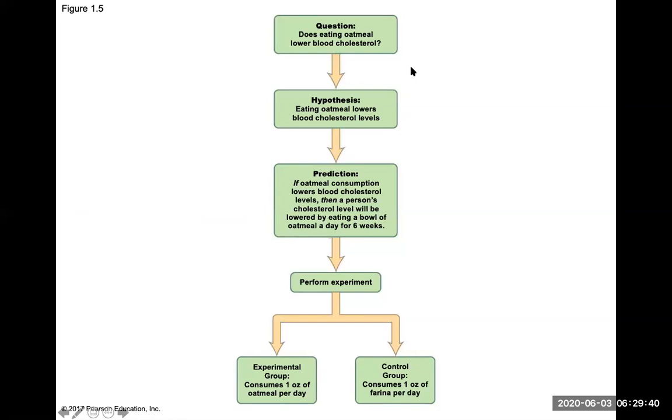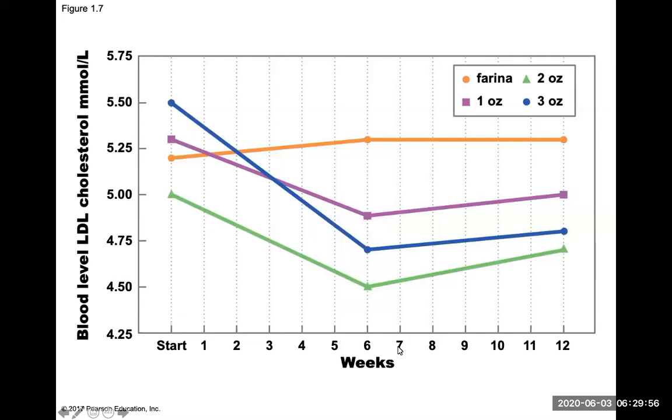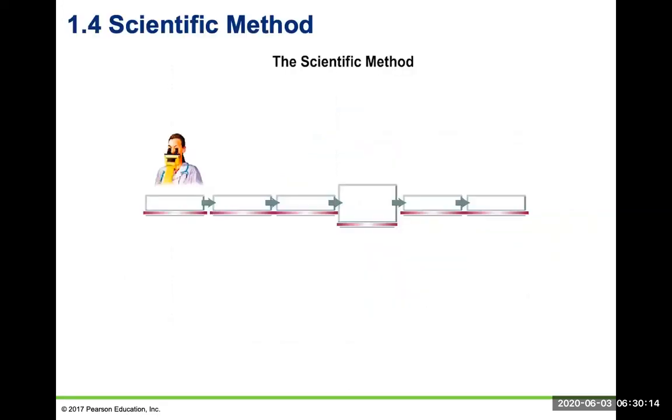Here's an example of a scientific method involving the question, will eating oatmeal lower your blood cholesterol? The hypothesis is eating oatmeal lowers blood cholesterol levels. Here's your prediction, and then they performed an experiment, and I think they show graphs here showing blood levels of LDL cholesterol, a type of cholesterol found in the blood, over a period of weeks, and looking at different types of oatmeal and the relative amounts of them. So you can see how in general it did lower cholesterol a little bit. Great video about the scientific method, and I'll let you guys watch that on your own.